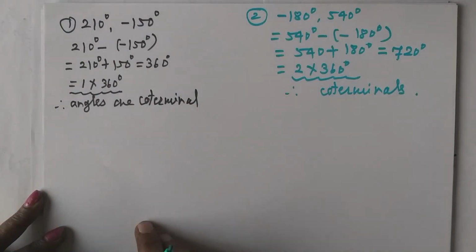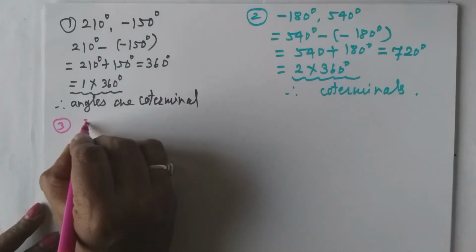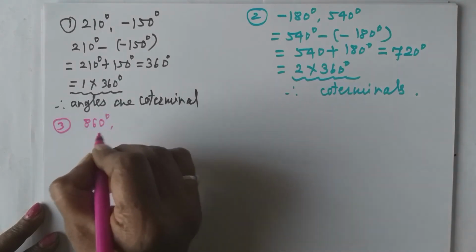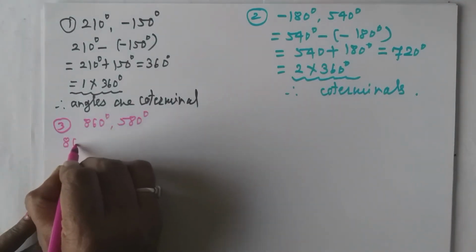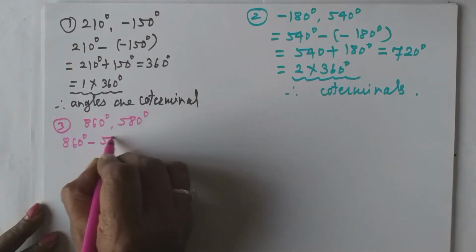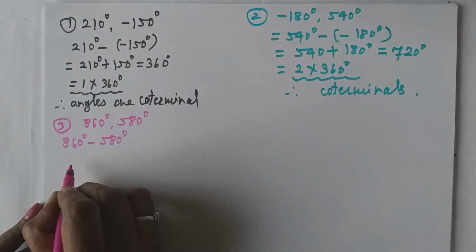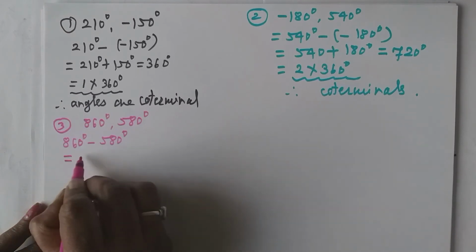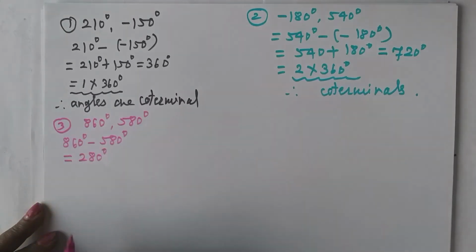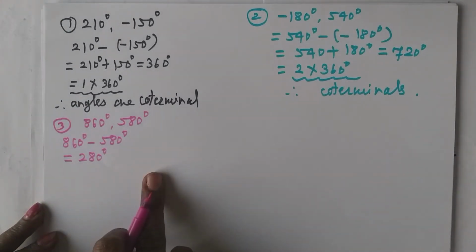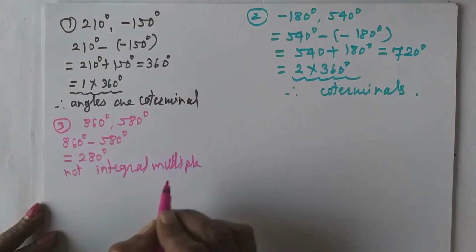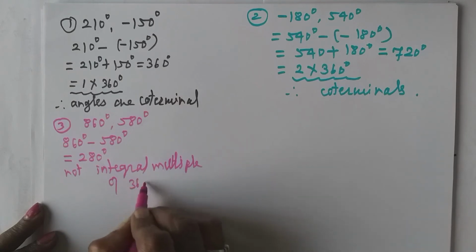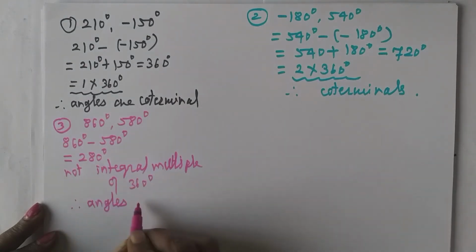Then see the next example. Here the pair given is 860 degree and 580 degree. Take the difference and check whether the angles are coterminal or not. If I take the difference, this comes out to be 280 degree. And clearly it is not an integral multiple of 360 degree. Therefore, angles are not coterminal.